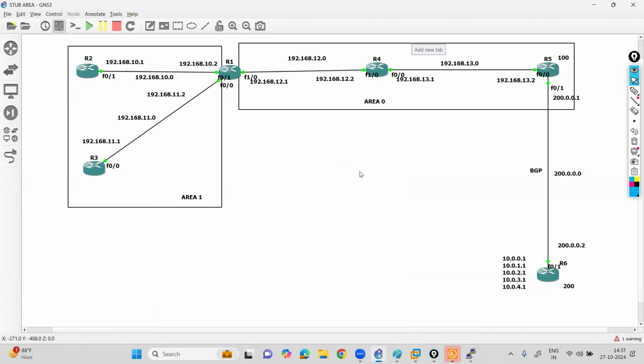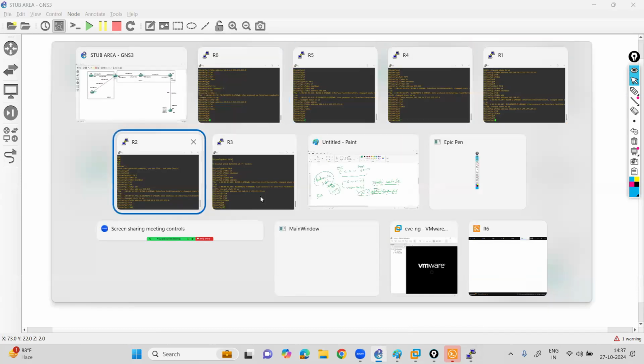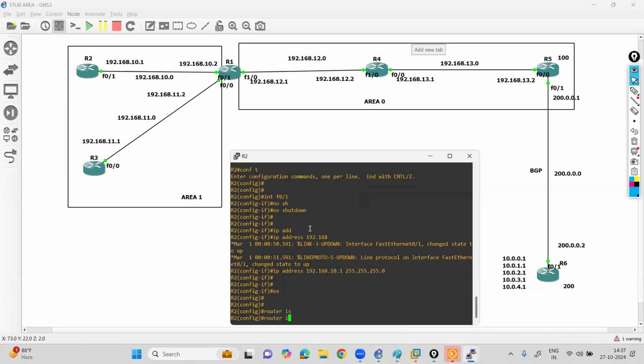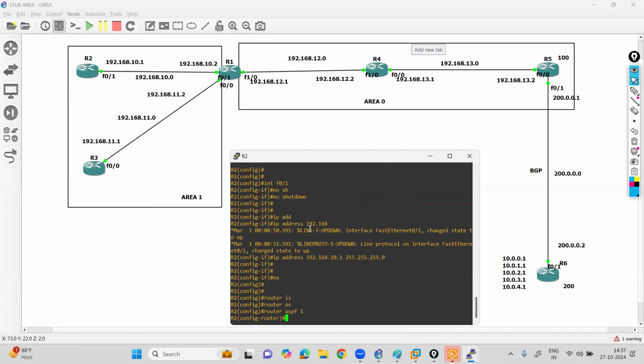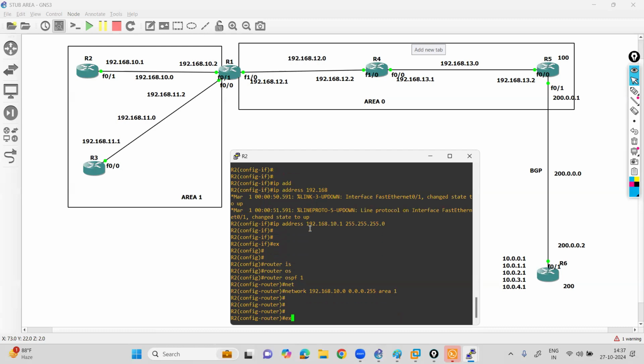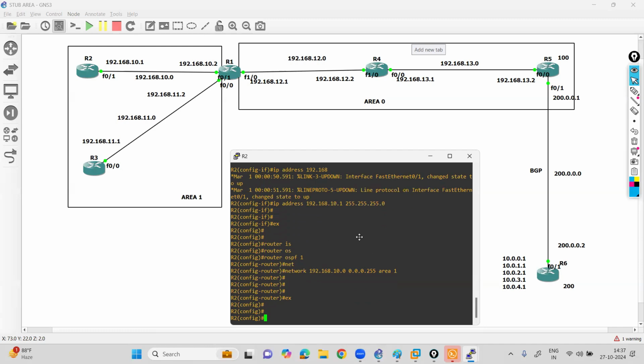Now, dear, let's do the configuration of OSPF over here, starting from R2. Okay. How we can do that? Router OSPF 1, network 192.168.10.0 and 0.0.0.255 area 1. Right or not, dear? Yes, sir. Right. Okay, perfect.